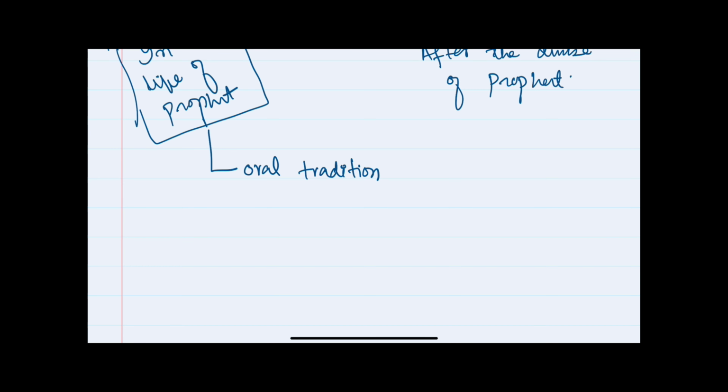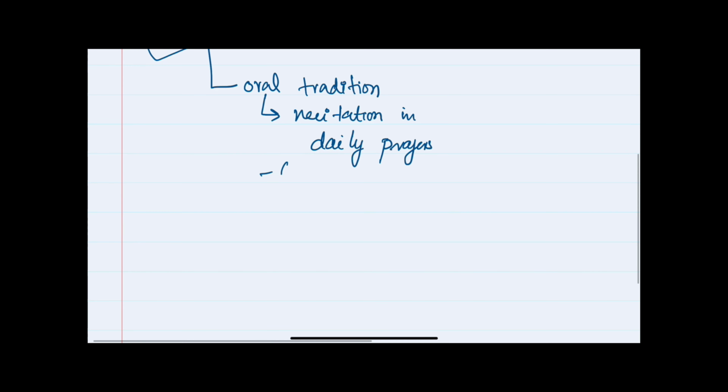And how in oral tradition? It was existing through the recitation in daily prayers that the Prophet used to lead, and companions used to follow the Prophet and learn. Similarly, Qiyamul Layl. Now, what is Qiyamul Layl? Which we call Taraweeh. The Prophet used to recite the amount of revealed Quran every year in his Qiyamul Layl.